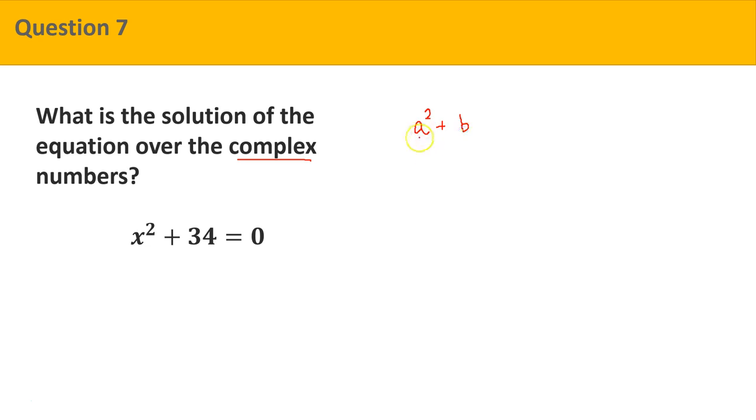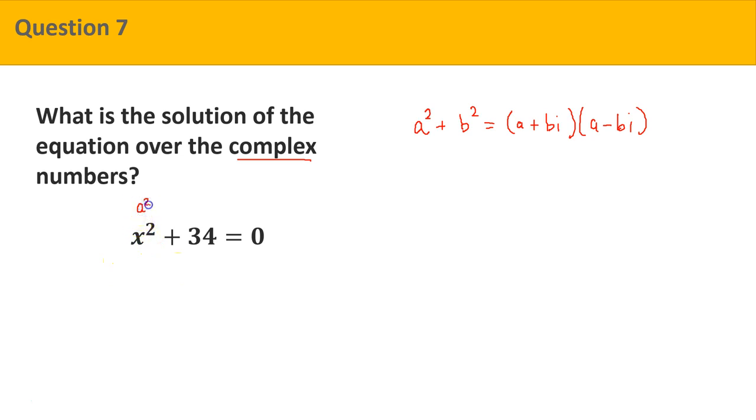So if you have a squared plus b squared, very similar to what we have here, x squared plus 34, that is going to equal a plus bi times a minus bi. All right, and this is the formula that we use to factor over complex numbers. Okay, so let's look at our problem here. Let's just put it right above.